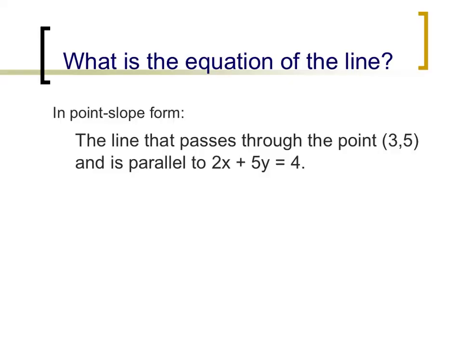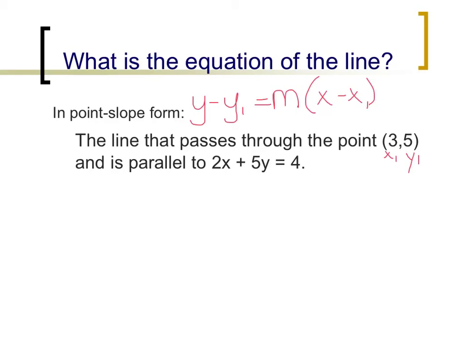Alright, here we want to, in point slope form, write an equation of a line that passes through the ordered pair (3, 5) and is parallel to this equation, 2x plus 5y equals 4. Since I'm going to write this in point slope form, I know that my point slope form is y minus y1 equals slope times x minus x1. I will use 3 as x1 and 5 as y1 when I'm writing my equation.